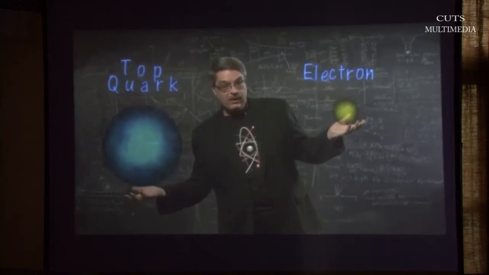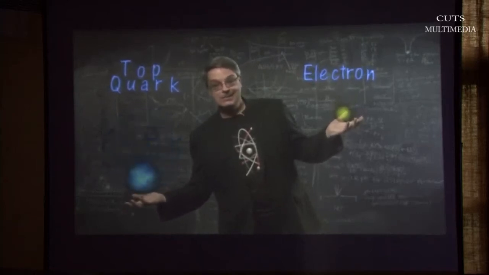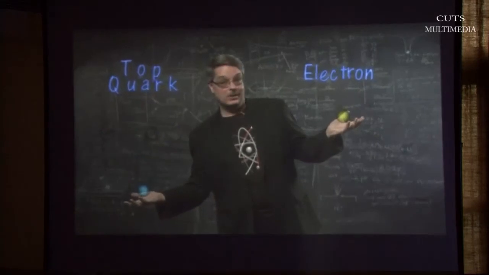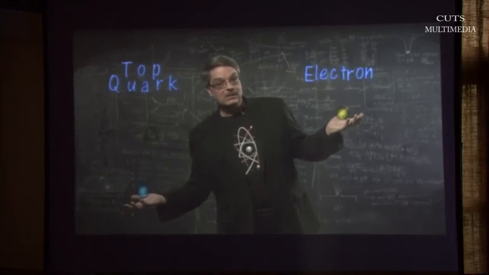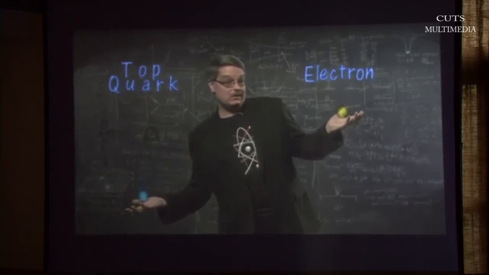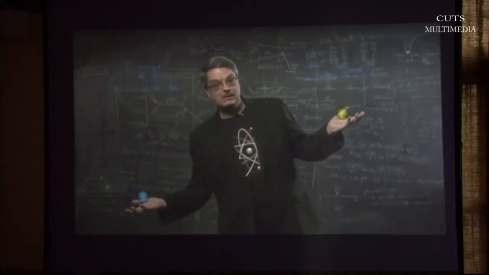I'd like to stress that we believe the top quark is not more massive because it's bigger. It's not. In fact, we believe that both the top quark and the electron are exactly the same size. Indeed, they both have zero size. The top quark is more massive than the electron simply because it interacts more with the Higgs field. Actually, if the Higgs field didn't exist, neither of these particles would have any mass at all.